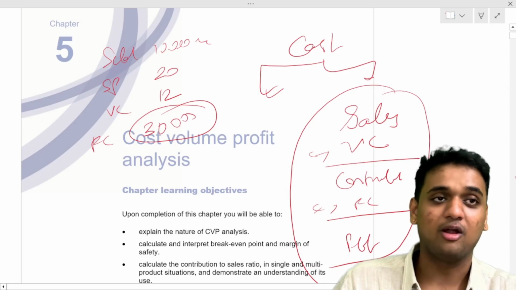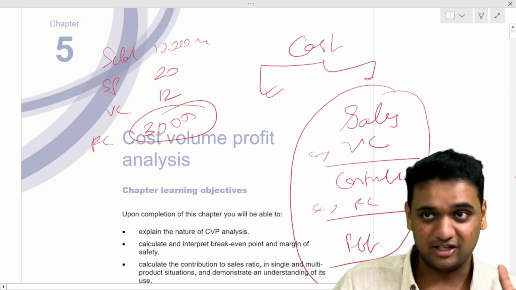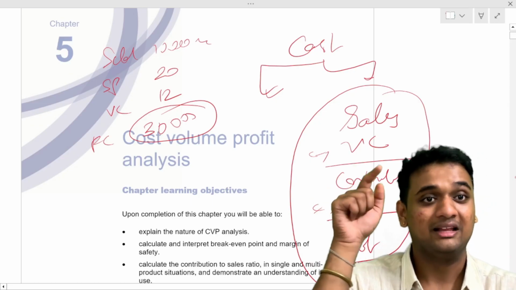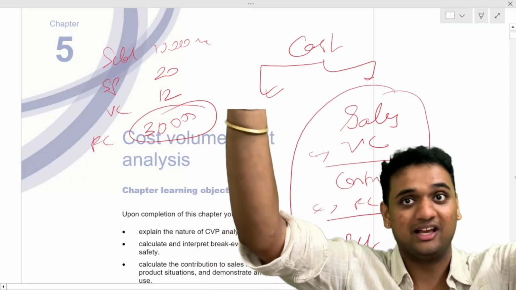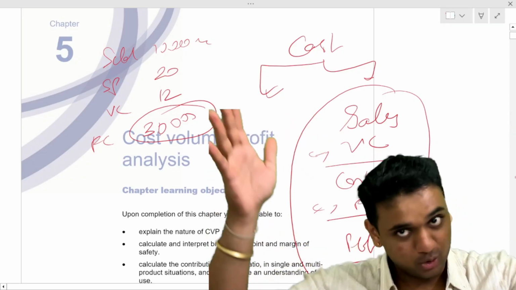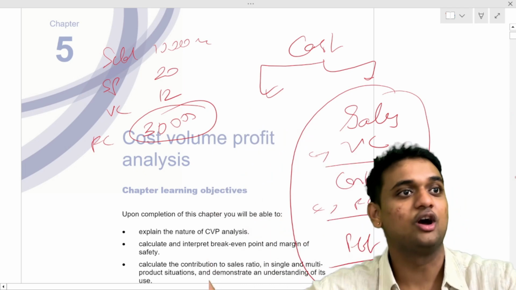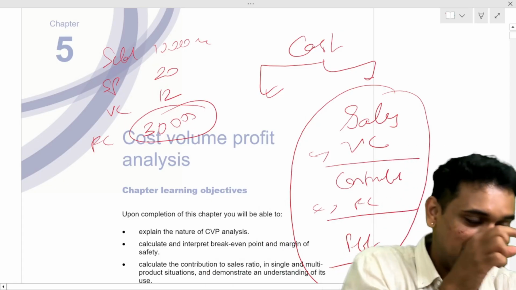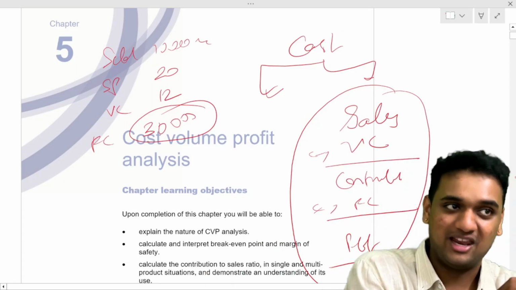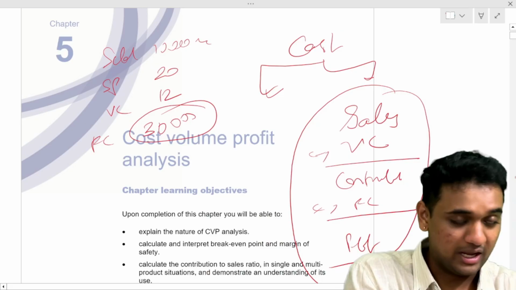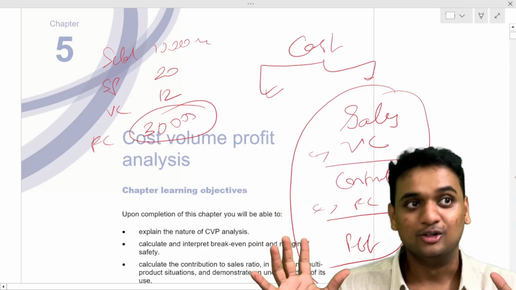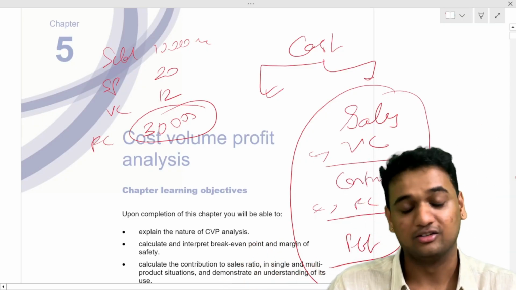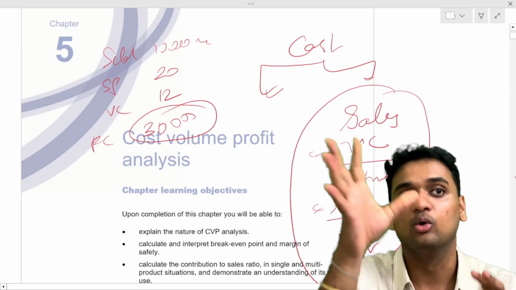Tell me, what is the formula for break even point? Fixed cost divided by contribution per unit. You have to be very specific. In the previous case, we saw total sales minus total variable cost gives total contribution, minus total fixed cost, we got profit. Here we are taking selling price per unit minus variable cost per unit. If you do that, you will get contribution per unit. So fixed cost divided by contribution per unit is your break even point in units.